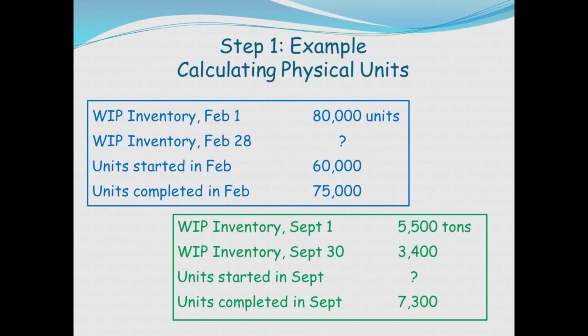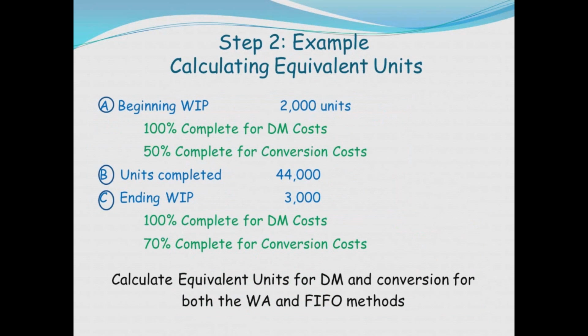Okay, this all seems very easy. Let's do a practice calculating equivalent units in two ways. Step 2. So you start off with beginning inventory of 2,000 units. All of the direct materials have already been added. 50% of the conversion costs have been incurred for the production of this product. You've completed 44,000 units.